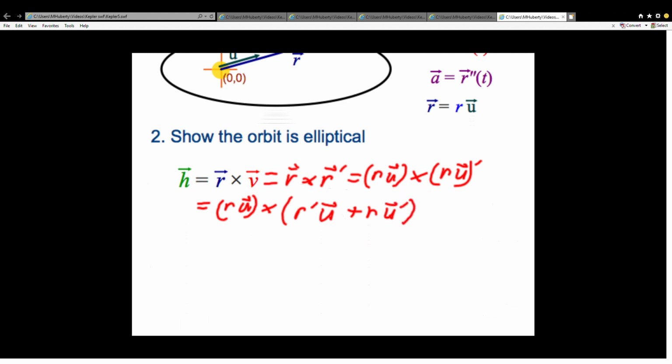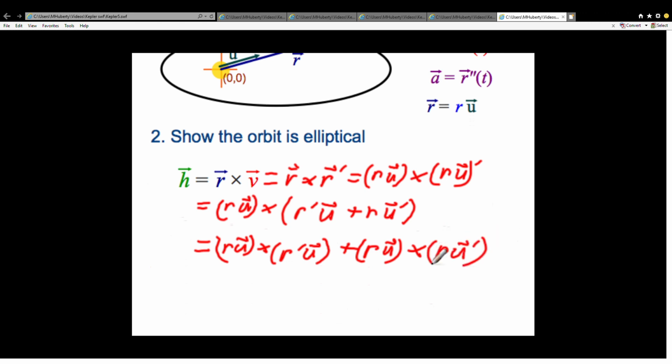And now what we're going to do is distribute this cross product over addition. Okay, cross products distribute. You just have to make sure you keep things in the exact same order, because cross products are not commutative. So we're going to have r times u cross product with r prime u, plus r u crossed with r u prime.